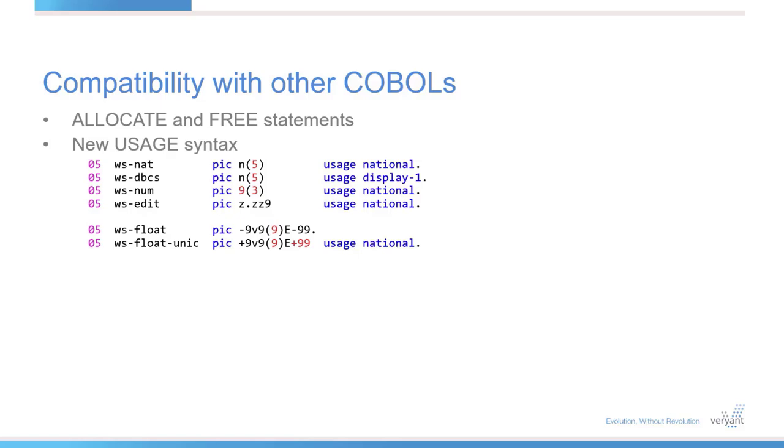We've added some new variable declaration options. Several ways to declare variables to the existing usage national, which is used to store text in UTF-16 format. You can use usage display 1 if you need DBCS, which is double byte character set, instead of the UTF-16. You can use usage national with numeric and edited variables instead of the older method of pic_n. And you can use the E clause for external floating point data.